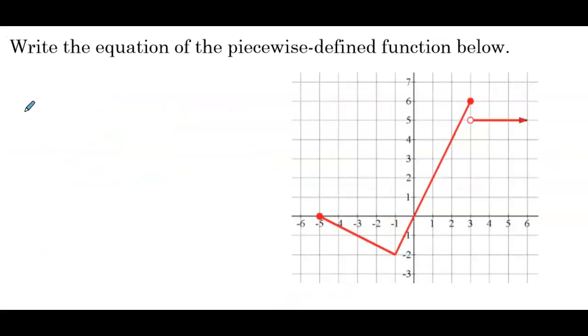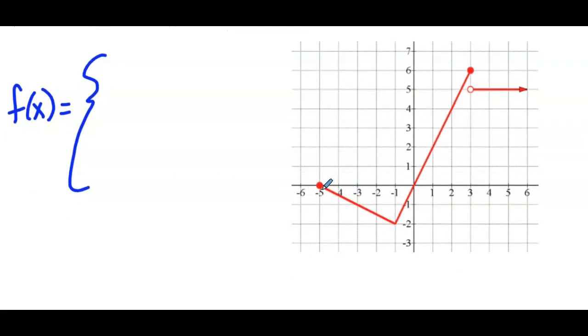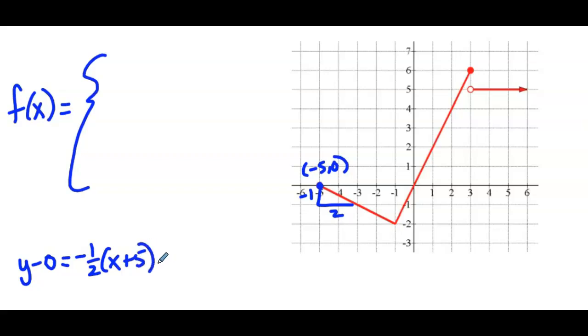Last example. f of x equals. So now we're going to have 3 pieces. Okay, so first piece here, let's look. The slope, down 1 to the right 2, so the slope is -1/2. We don't have a nice y-intercept, but that's okay because we can use point-slope form. Right? We have a nice point at -5, 0. So the point-slope form, y minus 0 equals -1/2 times x plus 5.